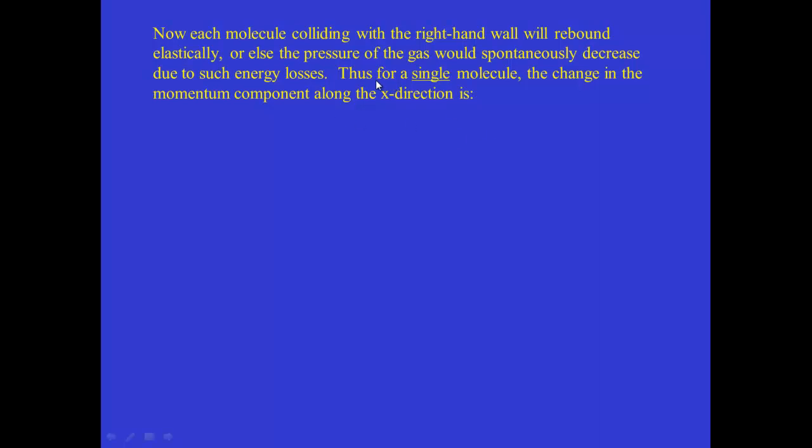So what we can do then for a single molecule is calculate the change in the x component of momentum that it has whenever it makes a collision. That's really easy because it moves to the right initially with a momentum mvx, and it rebounds going to the left with a momentum negative mvx. So the change in momentum, the final minus the initial, is minus 2m vx.